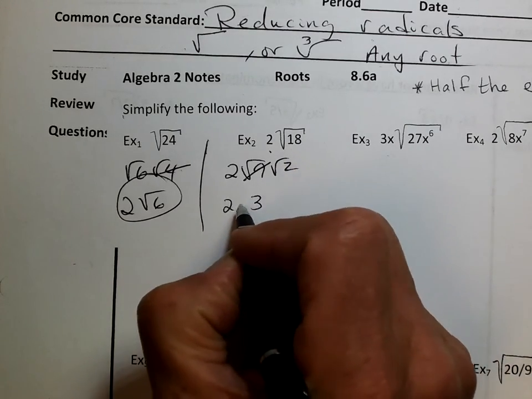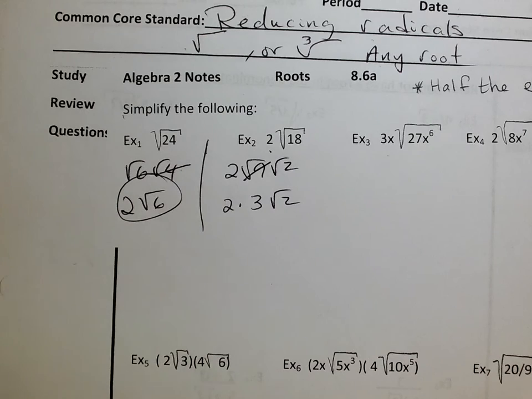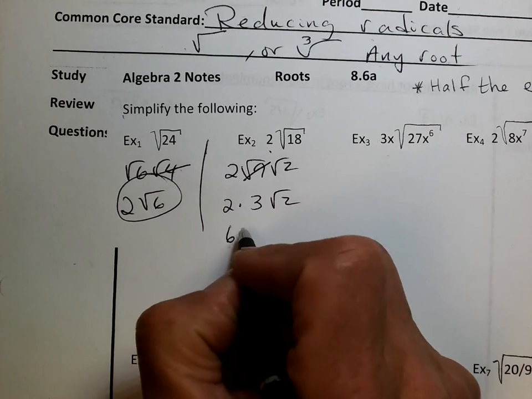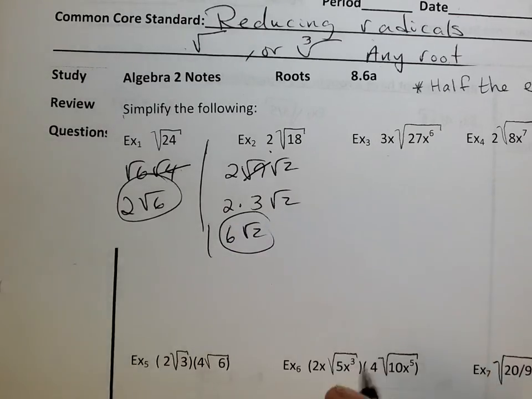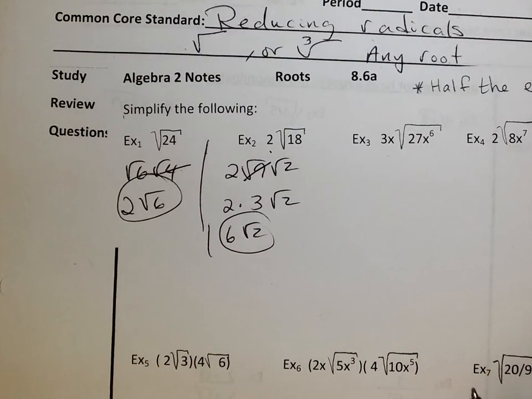Don't forget this 2 is still here, right? Don't forget that 2 is still there. And I get, because I multiply, 6 square roots of 2. Okay? Thumbs up. We've done this before, right? This is just a review.